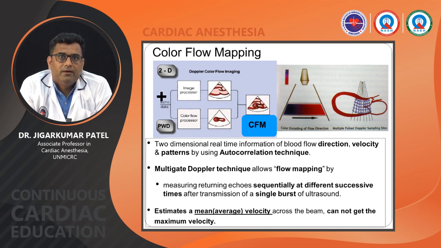The multi-gate Doppler technique allows flow mapping. So you can see which direction the flow is going with 2D imaging. Here, the returning echo is measured sequentially at different successive times after transmission of a single burst of ultrasound. The disadvantage is that you estimate only the mean or average velocity across the beam, not the peak velocity. So its use is limited, but you can get qualitative data by analyzing the direction of the flow.